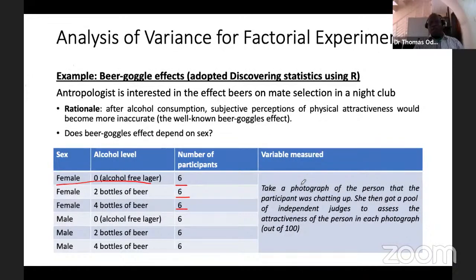And then what they were doing was that they would take a photograph of the person that the participant was chatting with. Then you get a pool of independent judges to assess the attractiveness of the person in each of the photographs. So what we do is we get a number of people, we take them to a bar, and if this is the group without alcohol, after some time you take the picture of who they're chatting with, and then you want to find out whether this will have an effect on this or that.